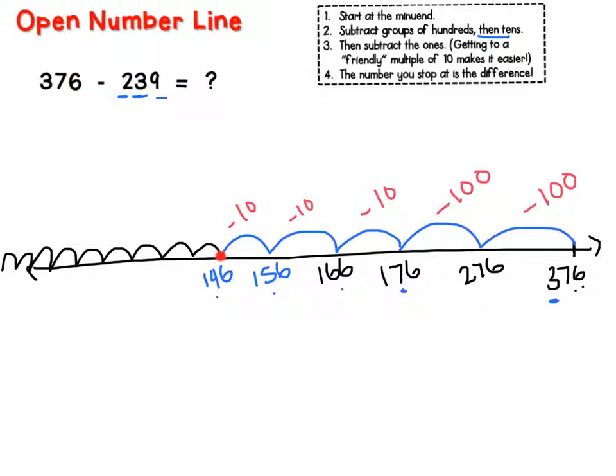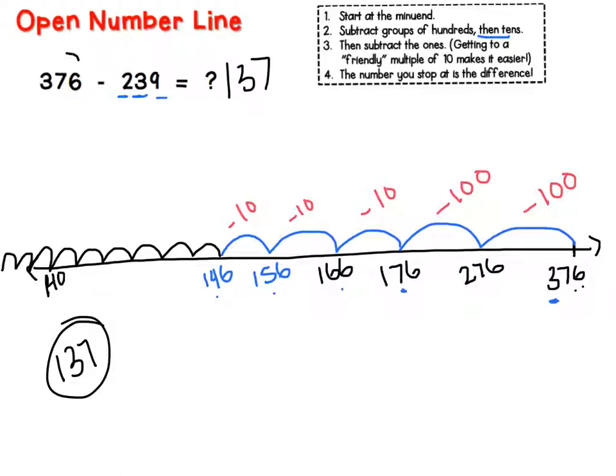So here we go, 146, and I'm counting down, 145, 144, 143, 142, 141, 140. I'm going to write that one down because I'm crossing over a 10. And then I'm going to keep counting down. 139, 138, 137. That means that my difference is 137.